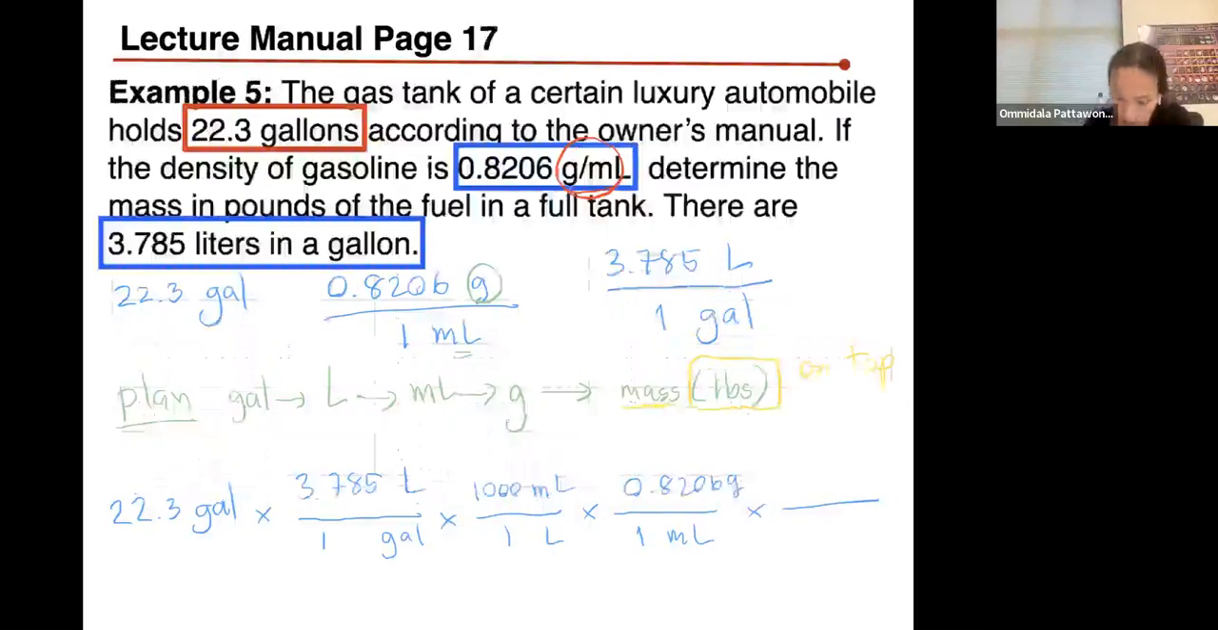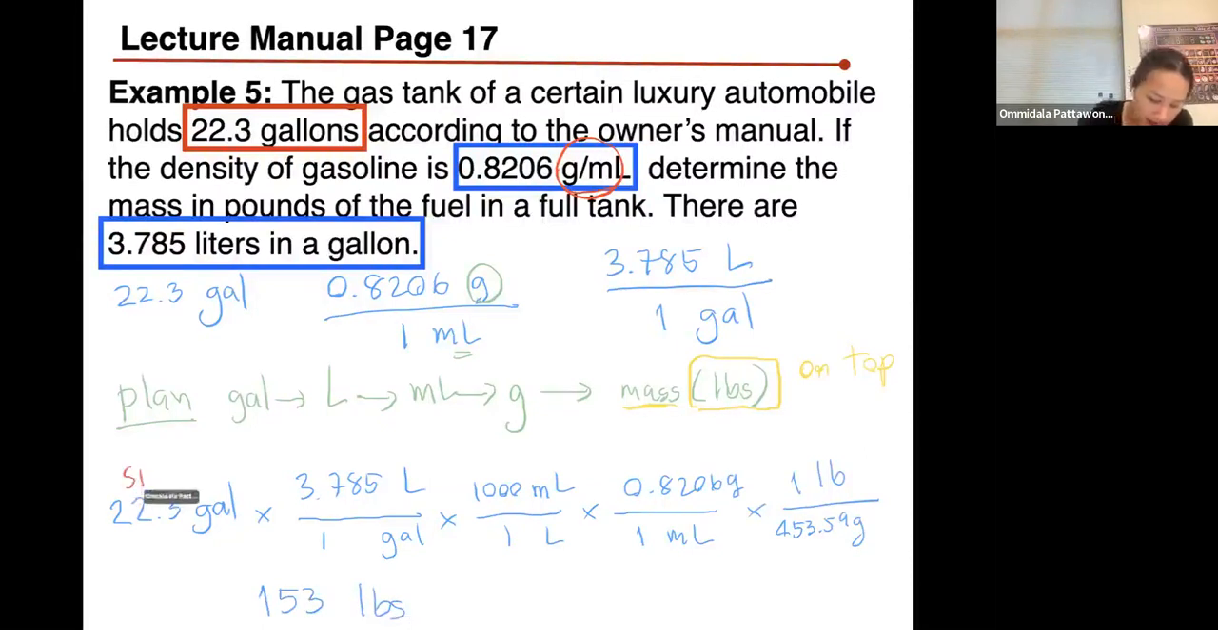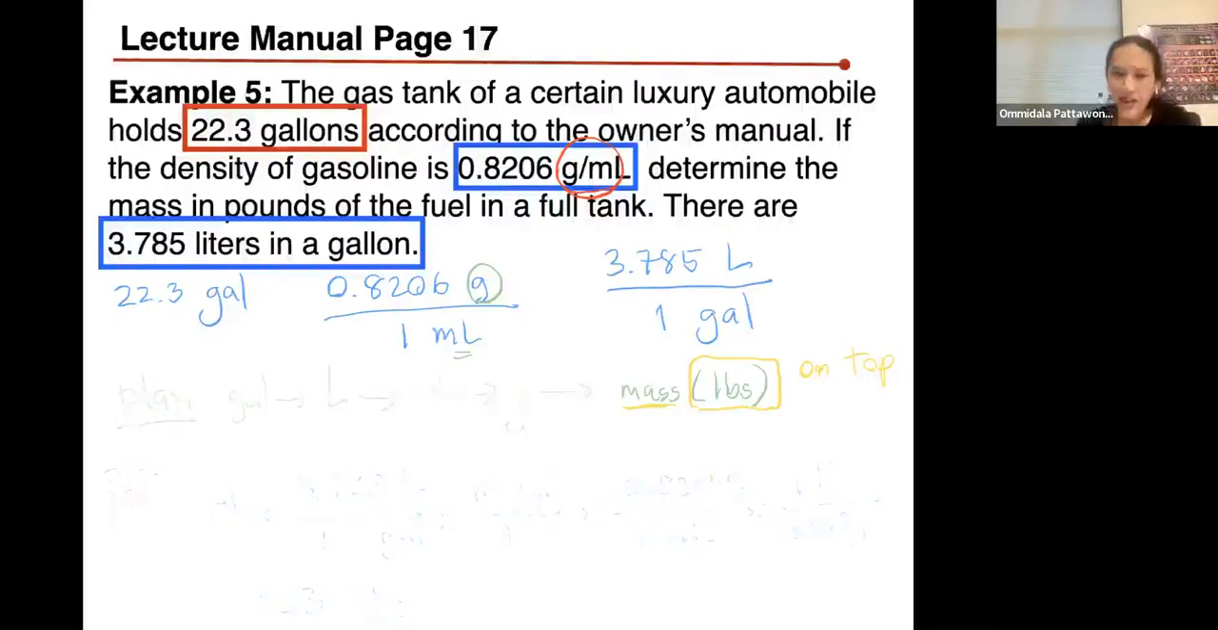So I'm going to go back. Every 453.59 grams equals 1 pound. Okay, so if you set this up correctly, you are going to get 153 pounds. Your final answer is going to be limited by the least number of sig figs right here, which is only 3 sig figs.